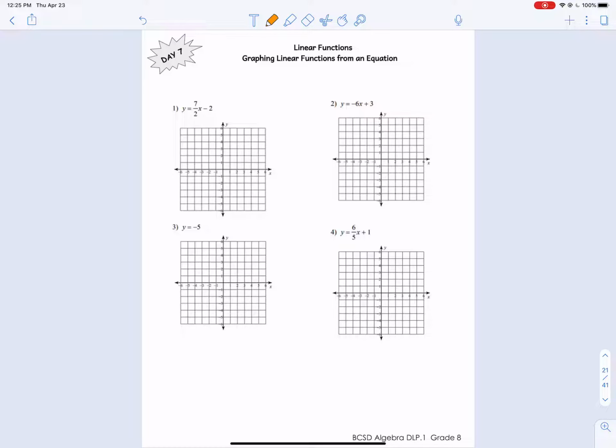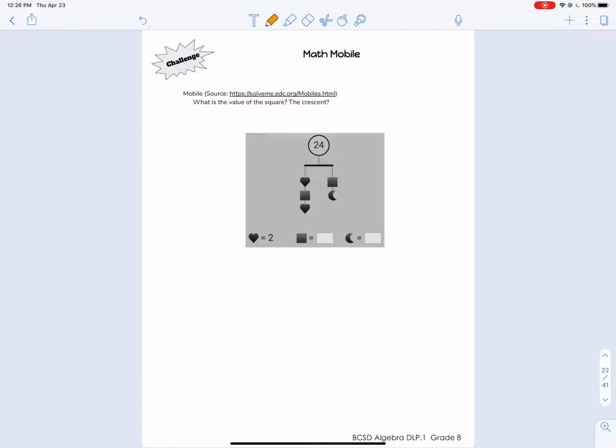Let's see, number 3, that looks a little bit different. There is no x term. So the number in front of x, remember, is our slope. If our slope is not there, it means it's 0, which means it's a horizontal line. And we do have a y-intercept, and that is -5. So our line is a horizontal line that crosses at -5. So that's it. Okay. All right, moving on.